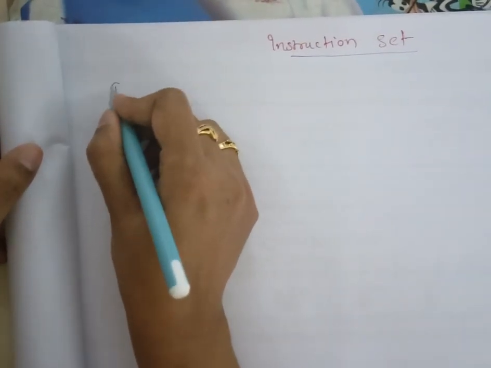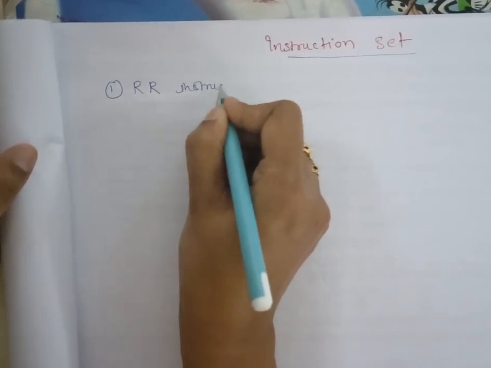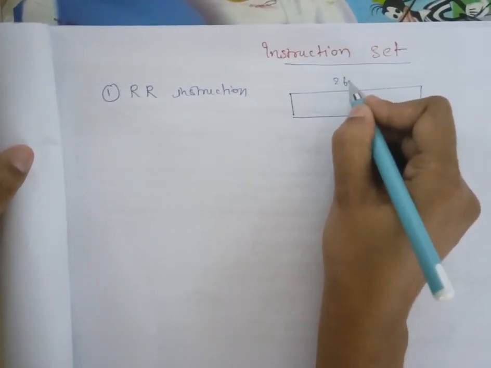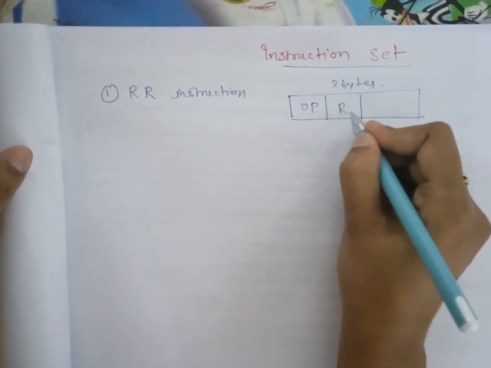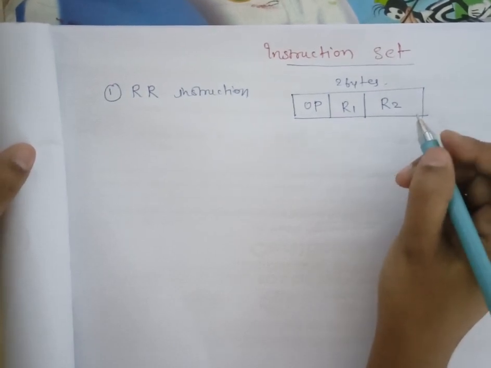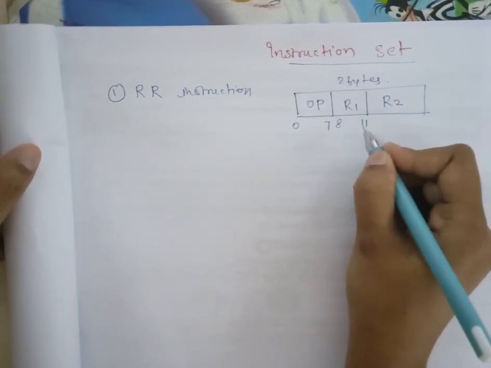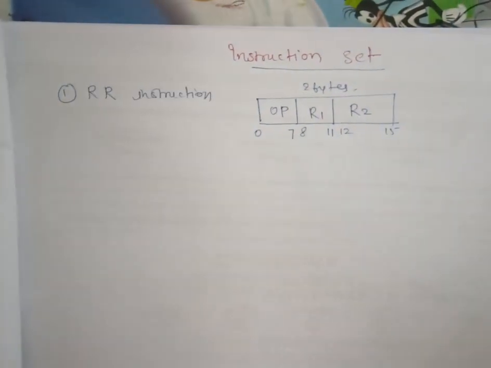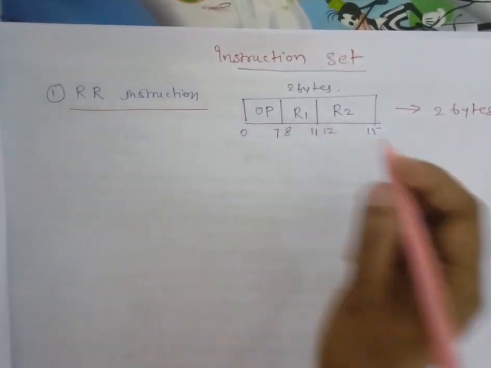So here the instruction set contains 5 types. First one is the RR instruction. In the RR instruction, we simply have 2 bytes of data, where the 2 bytes get divided into 3 parts. The first part is the opcode, second is the R1 register, and the third one is the R2 register. Here 0 to 7 bits are used for the opcode, 8 to 11 bits for register 1, and 12 to 15 bits for register 2. So in total we have 2 bytes of data in the RR instruction.